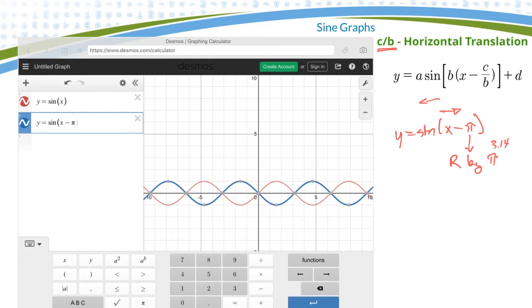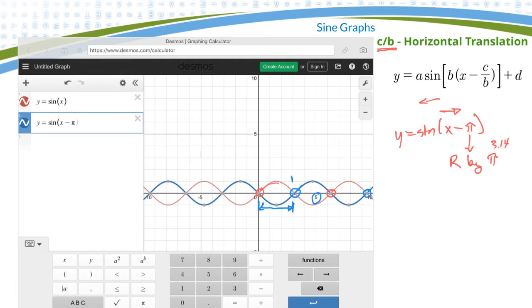Now take a look back at that blue one and notice that the red one starts here, goes up, comes down, and ends there. But the blue one, rather than starting there, has moved over to the right. So now it starts here, goes up, and ends there. This distance is a horizontal translation, and it is about 3.14. Here's 5, so this would be 3 here, so it's just over 3. So it's been moved over to the right by pi.